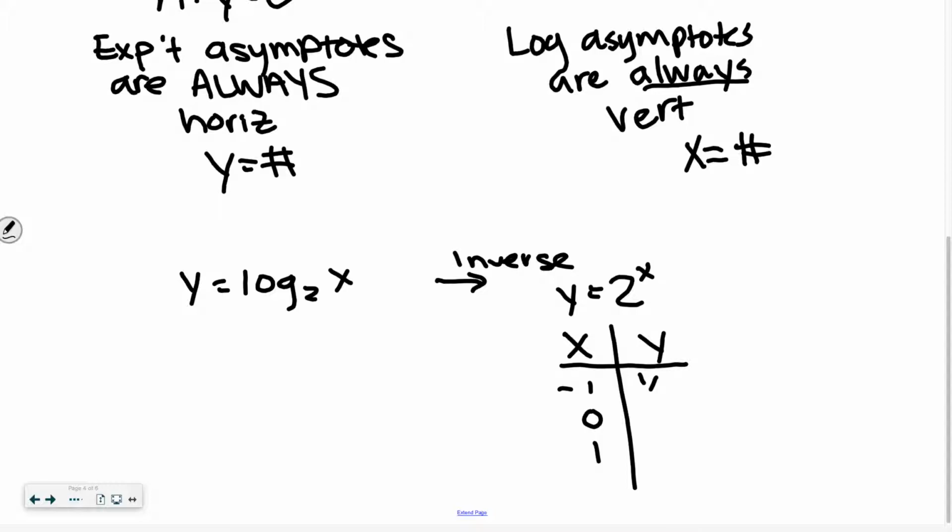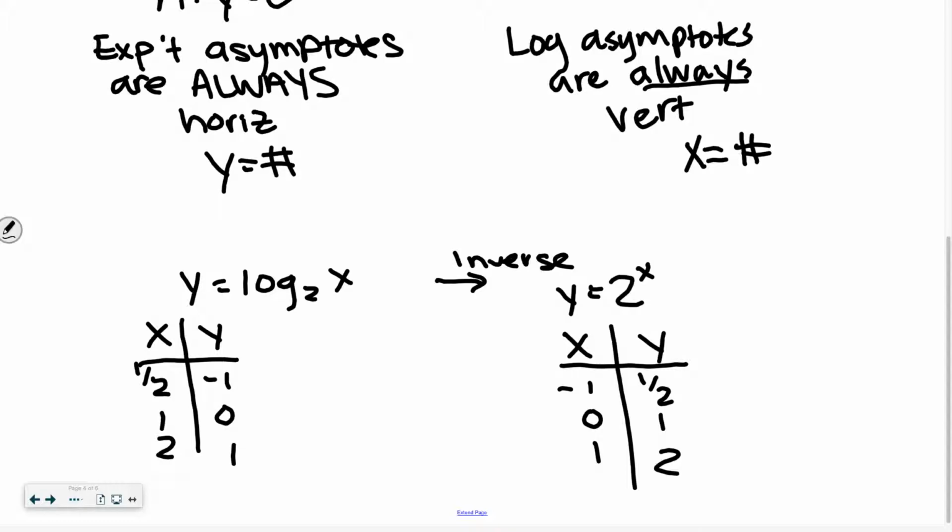This one we know is going to be 1/2. We're going to get 1 and we're going to get 2. And then to make my table of values for my log, switch x and y. So I have 1/2, 1, and 2. I'll get negative 1 and 0. 0 and 1.